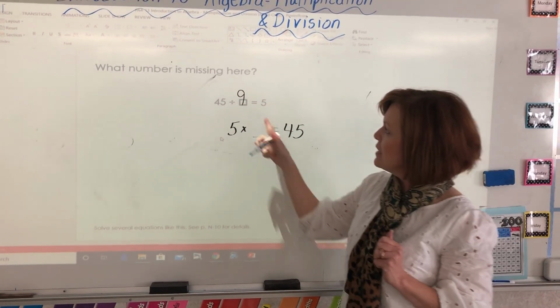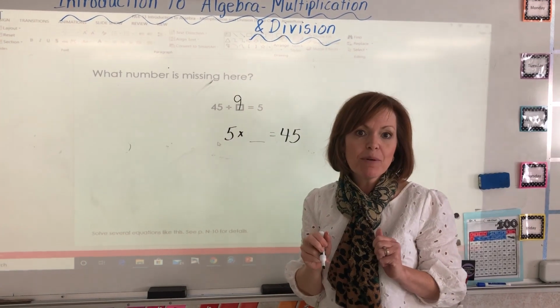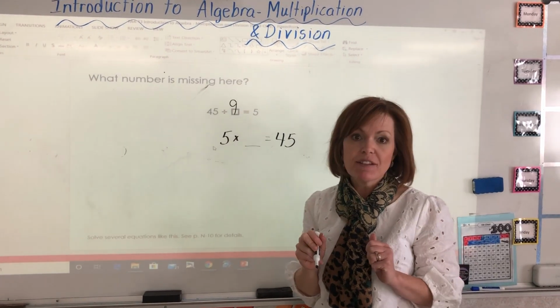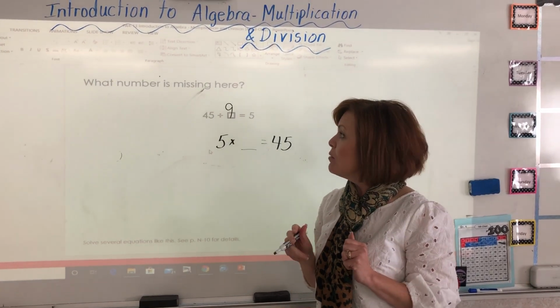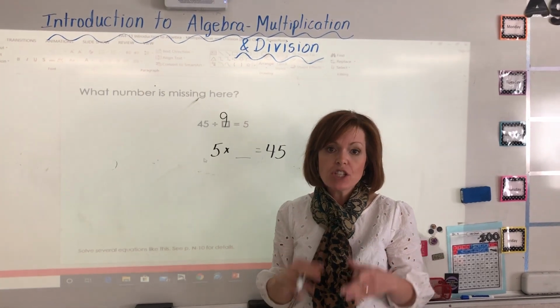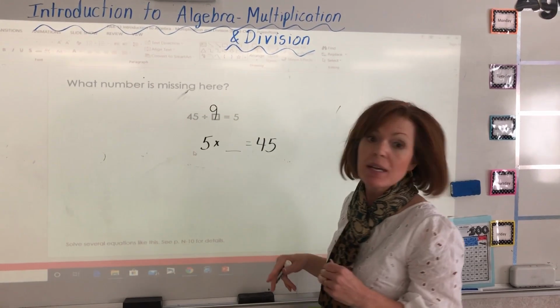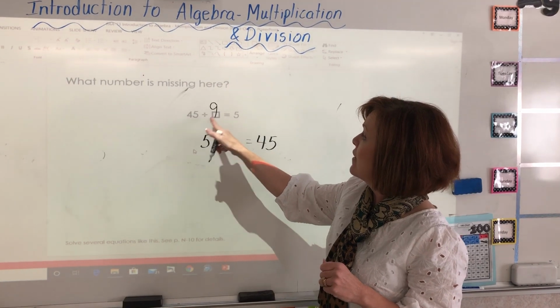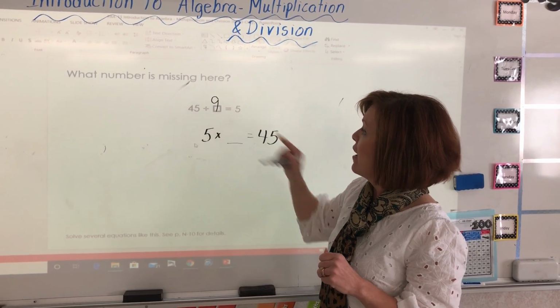So depending on where the missing number is, you'll have to use different strategies. The way you make sure you did it properly is always check that it makes sense. Does this make sense? 45 divided by 9 equals 5.